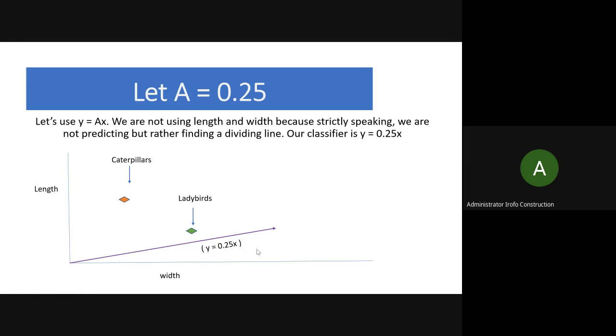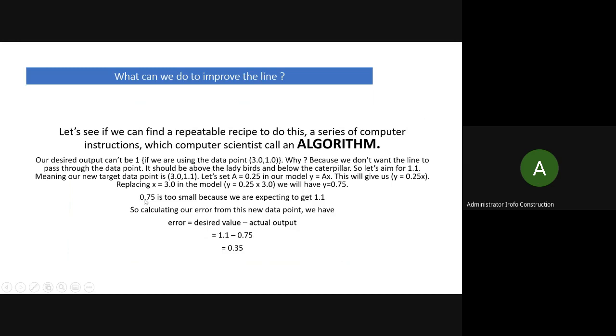So what we can do is replace the x here by 3 and multiply by a value for A here. And the value we get for y shouldn't be 1, because if it's 1, the line is going to pass through this point here. But rather we want a line that is above the ladybirds and at the same time below the caterpillars. So because we don't want the line to pass through the data point, it should be above the ladybirds and below the caterpillar. So let's aim for 1.1.